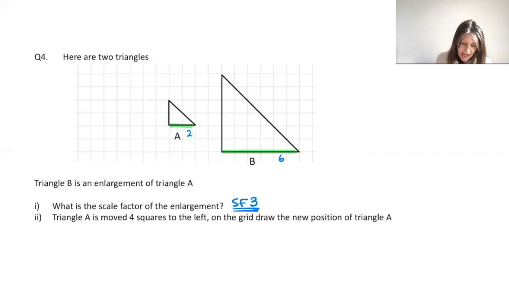It then says triangle A is moved 4 squares to the left on the grid. Draw the new position of triangle A. So we're literally just following the instruction of 4 squares to the left. So you choose a corner. It really doesn't matter. I'm just going to use that one, I think. And then I'm just going to go down, across and up when it comes to drawing it, so I know I draw it from the right point as well. And we're literally just going 4. So 1, 2, 3, 4, down, around and up. And that is your answer.